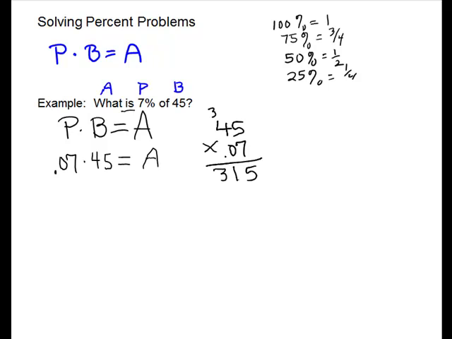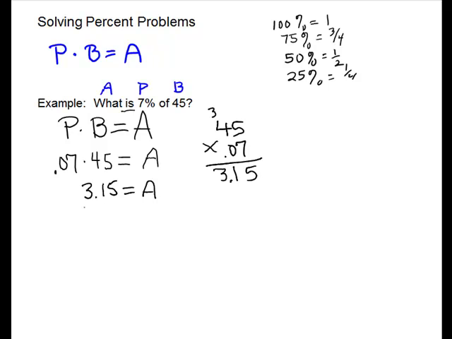And then remember, you have to place your decimal. If 2 digits after the decimal, that's what we will need in the answer. So 3.15 equals our A. Let's see if this is reasonable. So 7%. 7% is just a little bit. It's not even up to a quarter. A quarter would be 25%. So just a little bit of 45. 3.15, yes, that's just a little bit of 45.